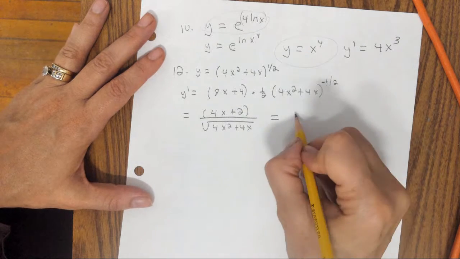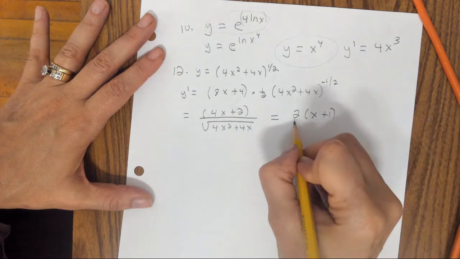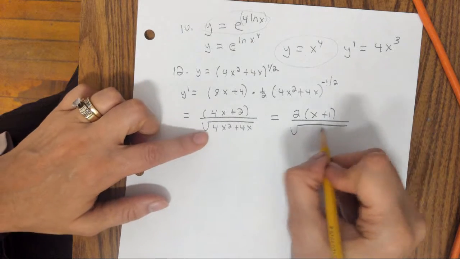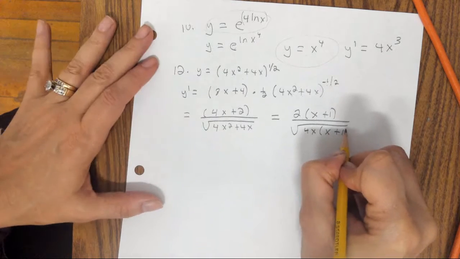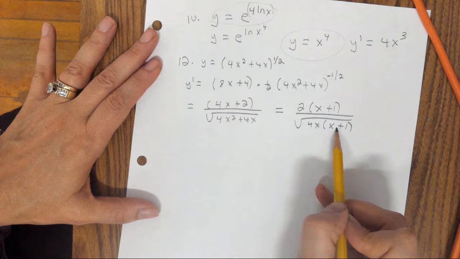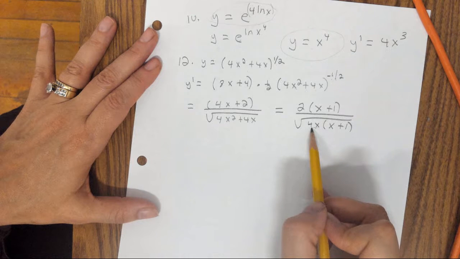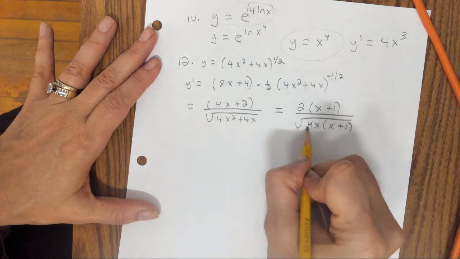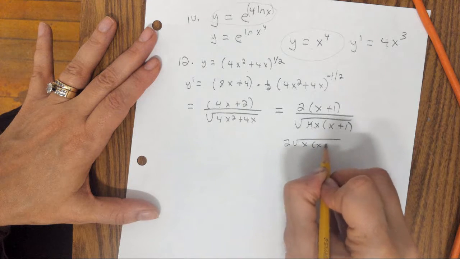If I look at this numerator, I can factor out a 2, and I'm left with x plus 1. And in my denominator, I can do the same under the radical. They each have a 4x in common, and I'm left with x plus 1. And since I have 4x times x plus 1, I can separate this as radical 4x times radical x plus 1, and this is a perfect square. So I can pull out that 4, it's a 2, and rewrite what's under my radical.